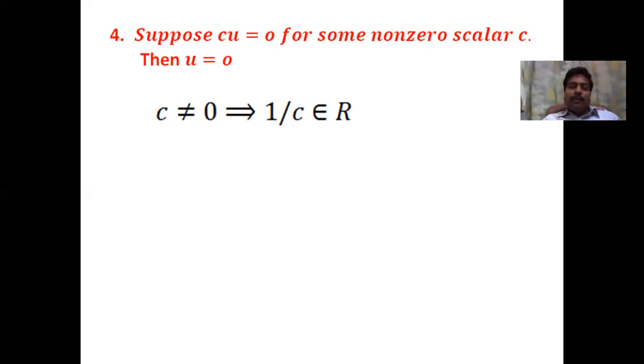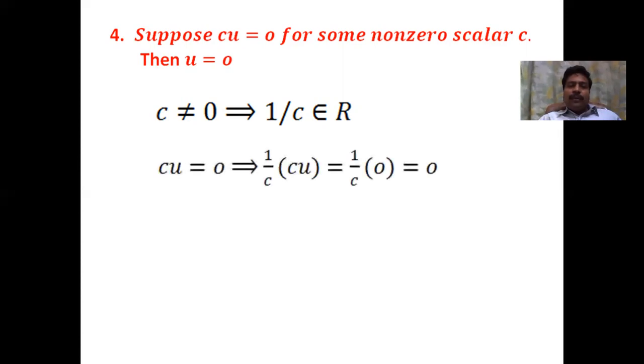Even in other fields also, if C is a non-zero element, then 1 by C is nothing but the multiplicative inverse of C. Multiplicative inverse exists in fields. So 1 by C belongs to that field. So 1 by C is again a scalar in our language. Wherever C is non-zero, 1 by C is also a scalar.